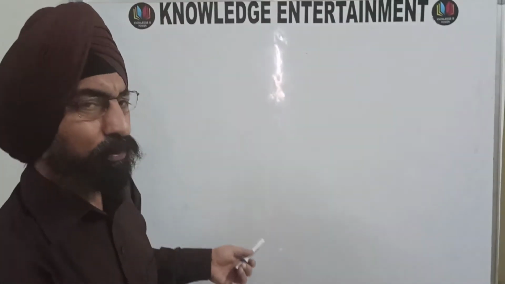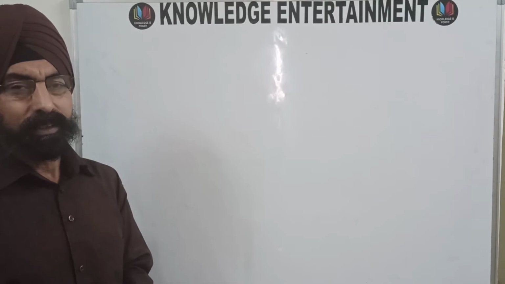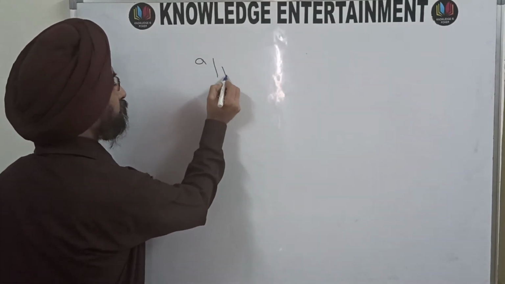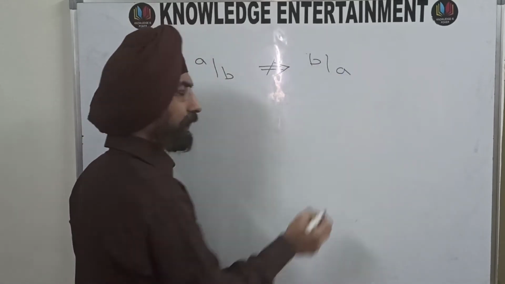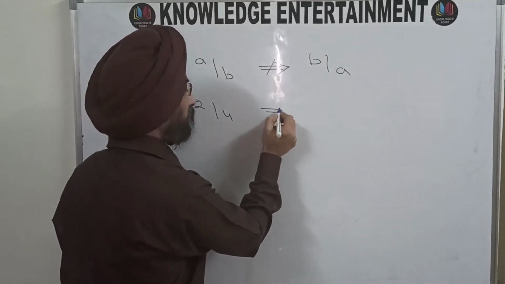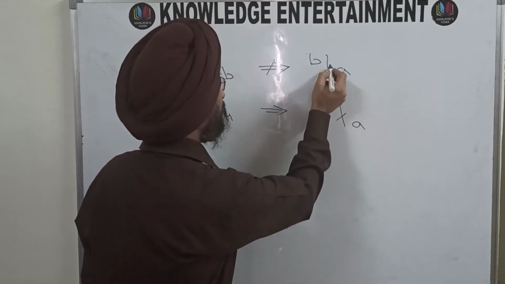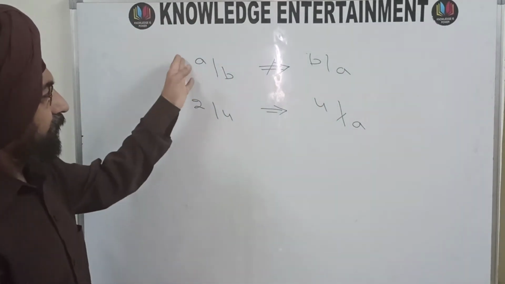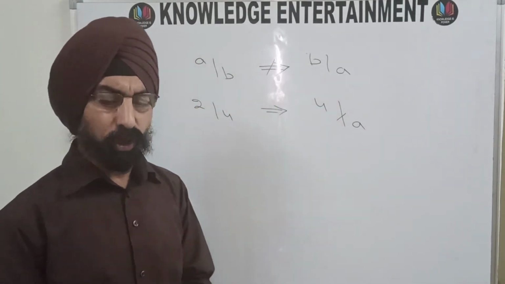It is a reflexive property, but it is not symmetric, because if A divides B, it does not mean that B also divides A. For example, 2 divides 4, but 4 does not divide 2. So if A is divisible by B, then B need not be divisible by A. So this property is not symmetric.